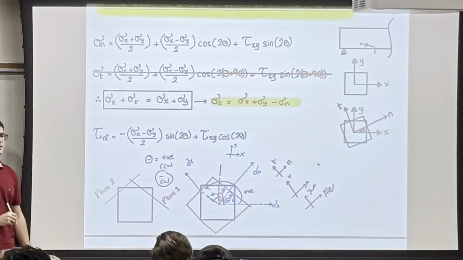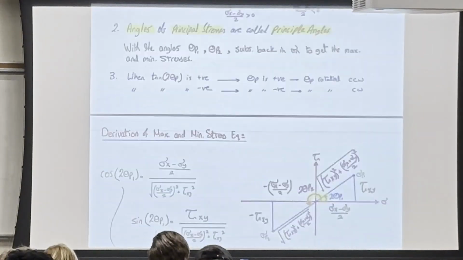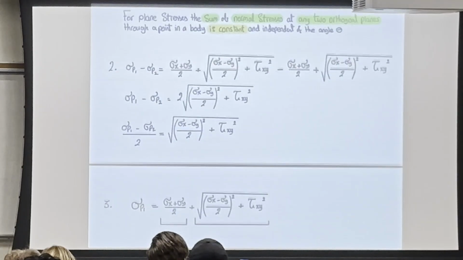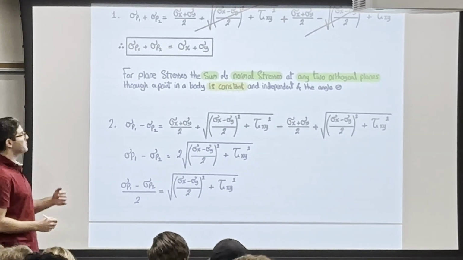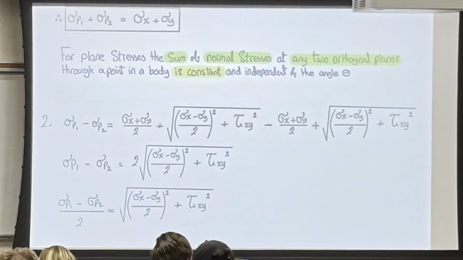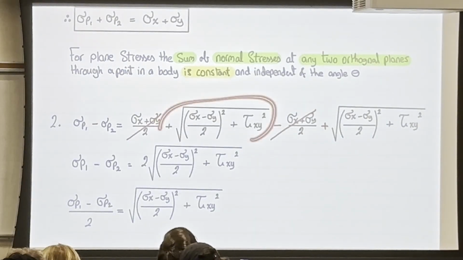Is that clear? Second property that we need to look at is what will happen when I subtract the principal 1 minus principal 2. So when I subtract them, you're going to find out that now the first terms cancel each other, and I'm going to be left with this root and that root.